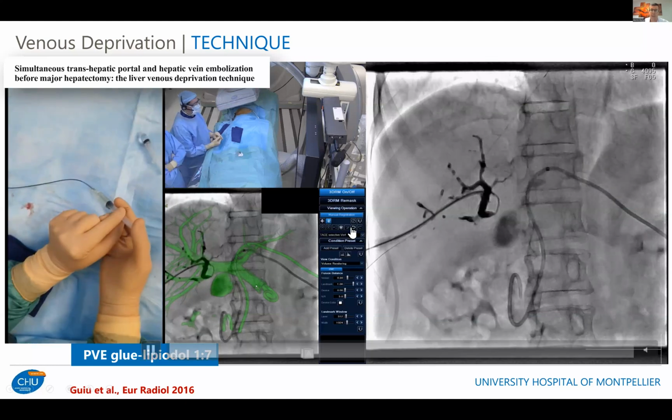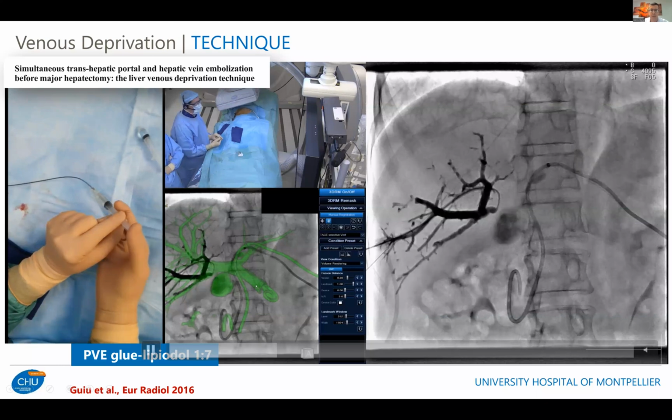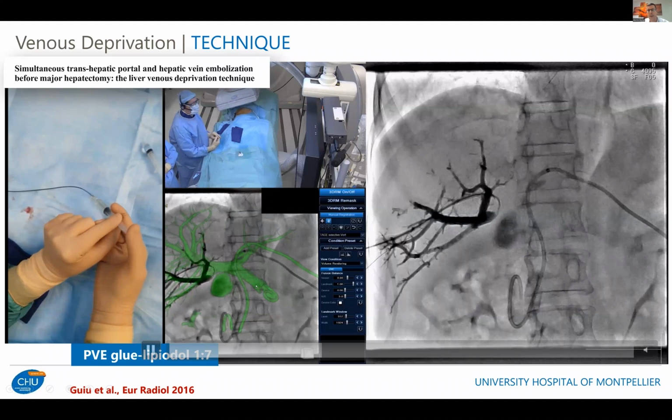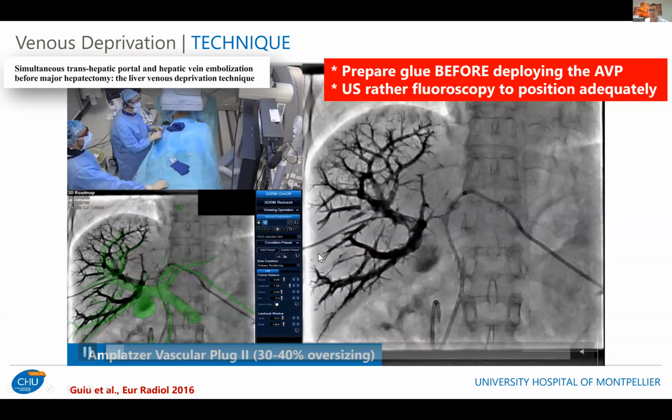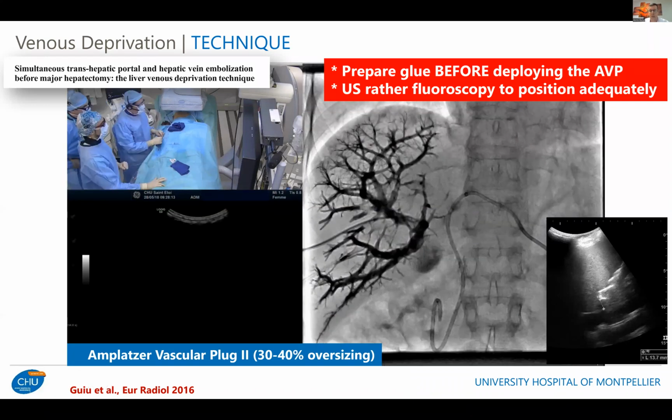That's the reason why once the plug is deployed, we also inject glue again behind the plug immediately after plug deployment, just to make sure that these collaterals are not too large or too developed. And we are occluding very slowly, very cautiously, the distal venous branches. You can see the distal venous branches progressively occluded, as well as potential collaterals that may arise. And the objective at the end of the day is to stop both the venous inflow through the portal vessels and the venous outflow through the hepatic veins and their branches.